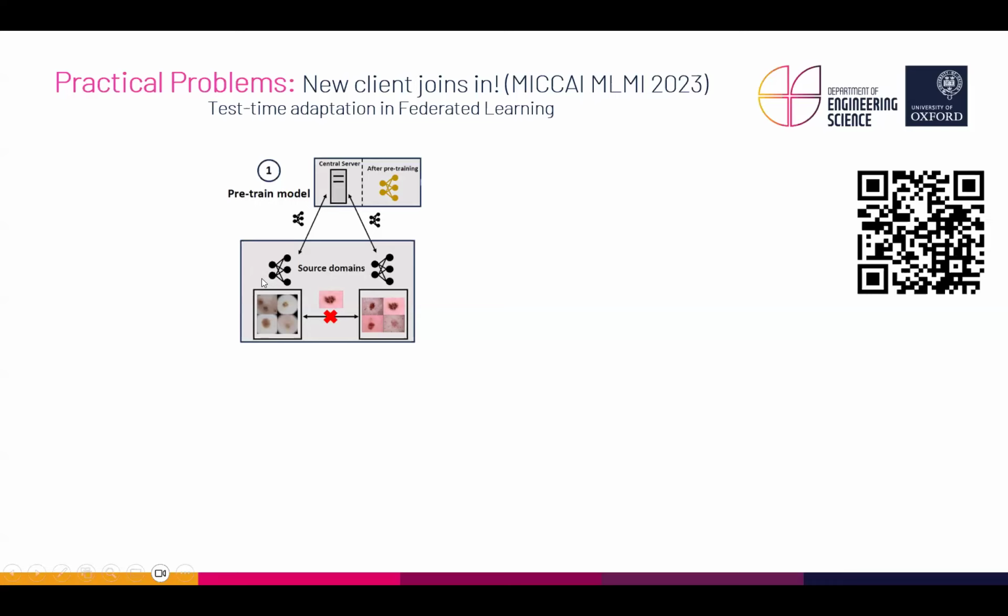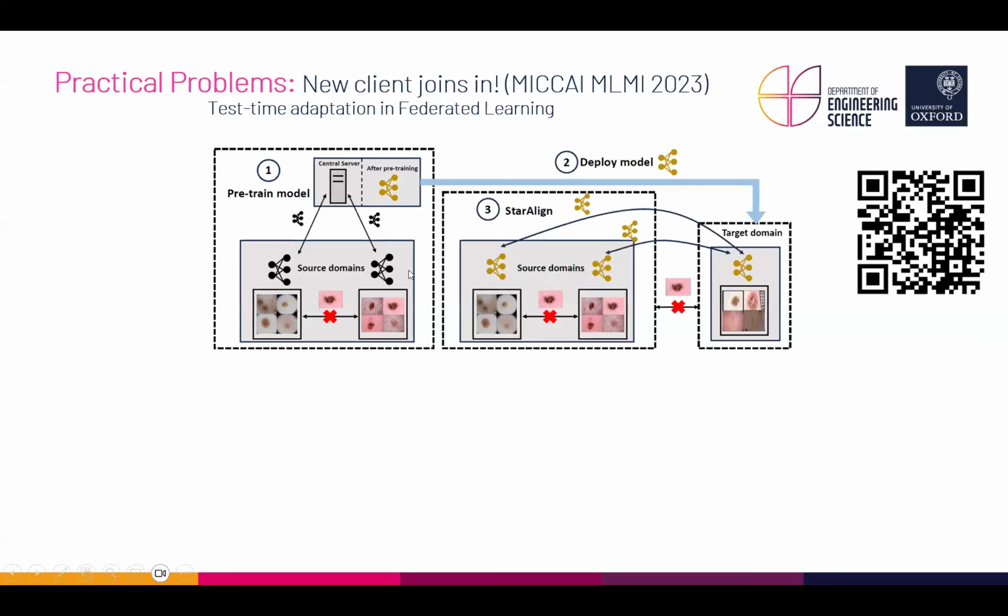Okay. Now, what if we have already built our models and now a new client wants to join our federation? How do we use these individual models in working with our new client? So let's say this new client joins in.